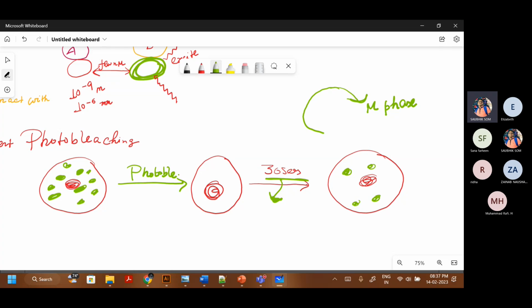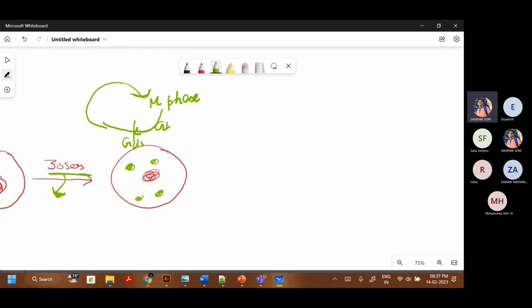I photo bleach the cells. Now I follow the cells to G1, and maybe I use some blocker, a G1/S blocker, and after that I treat the cells. I have another set where I don't use the G1/S blocker. So the cells which have the G1/S blocker will not go to the S phase, but the untreated cells will go to the S phase.